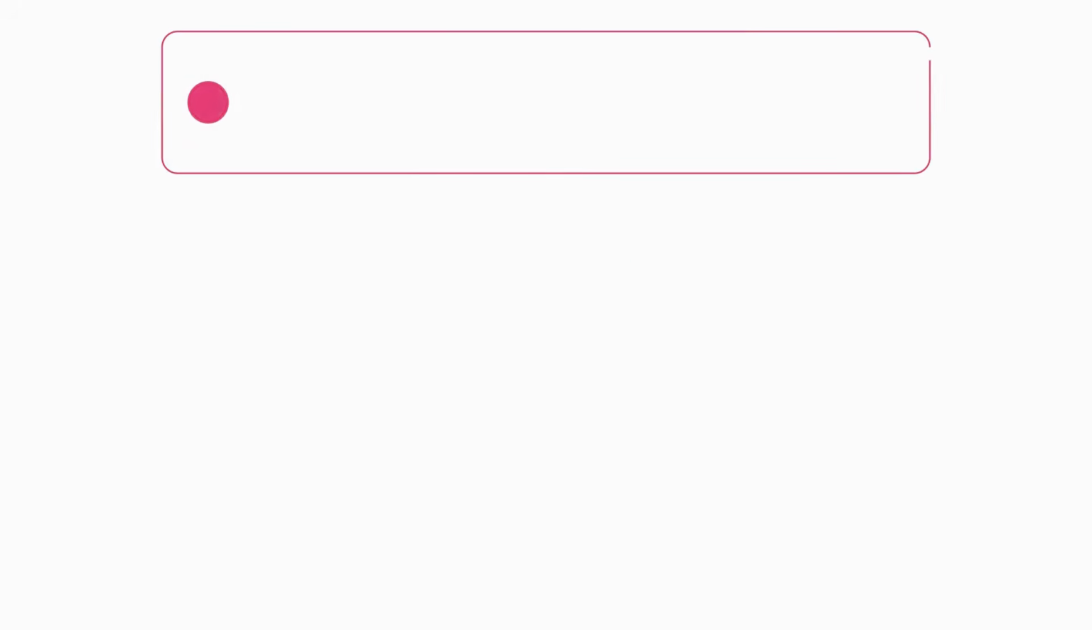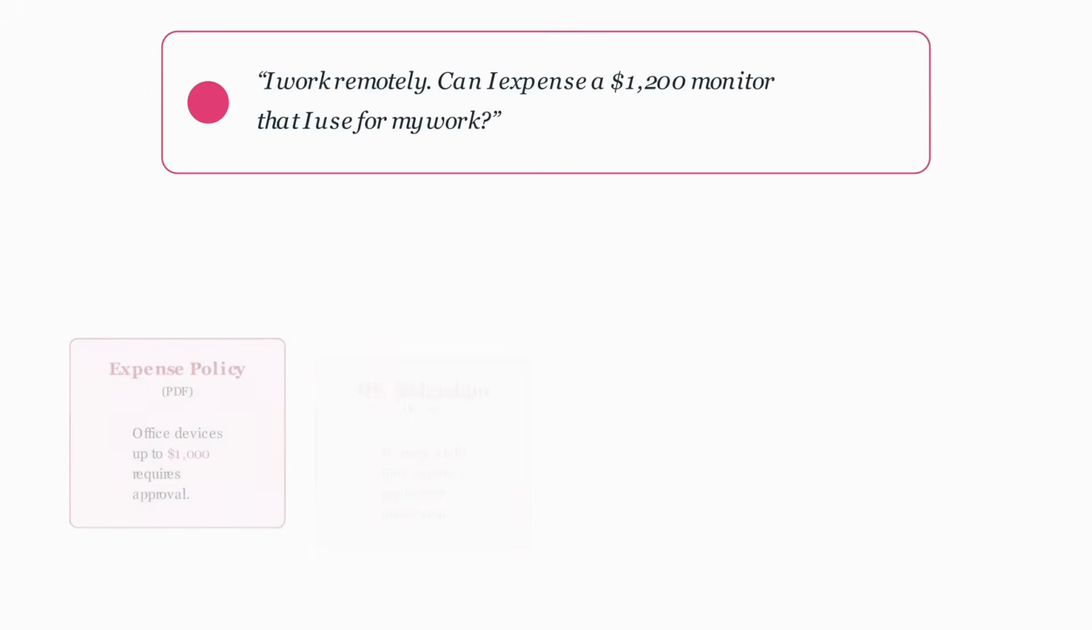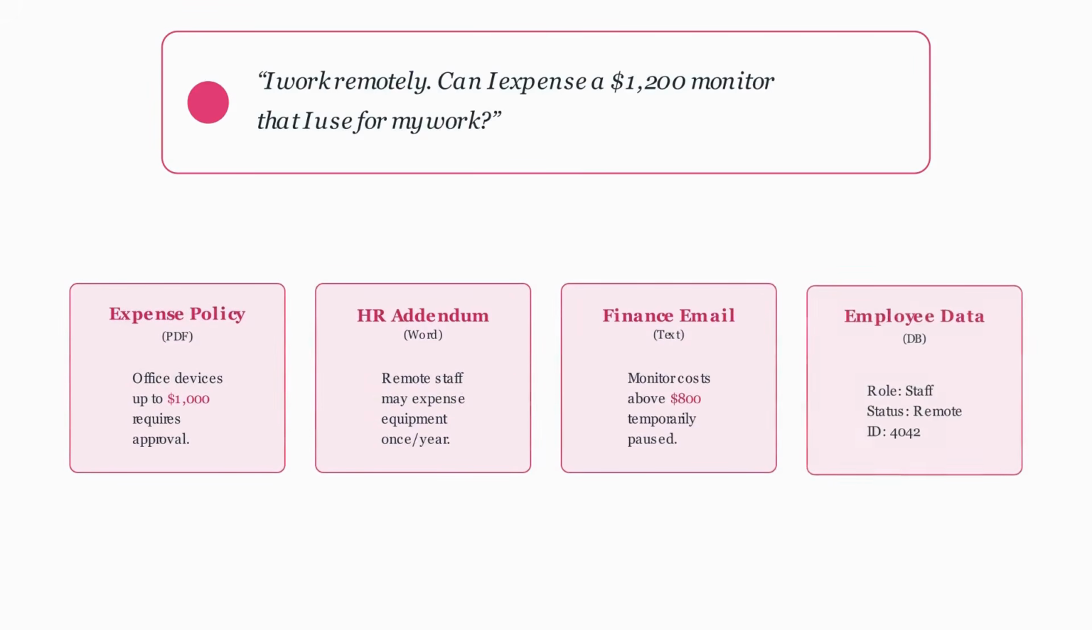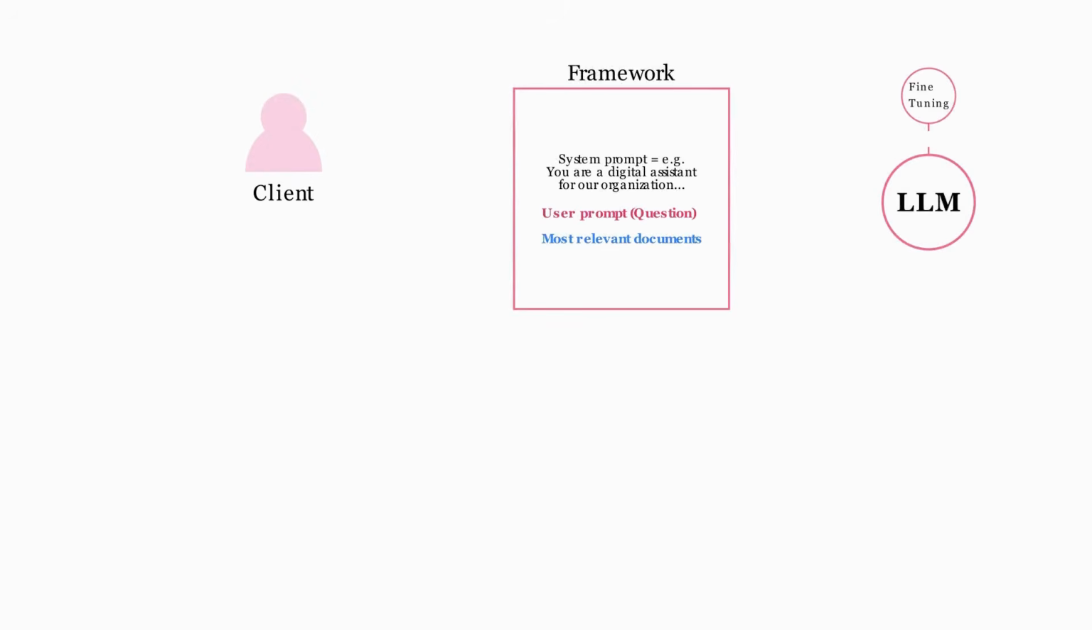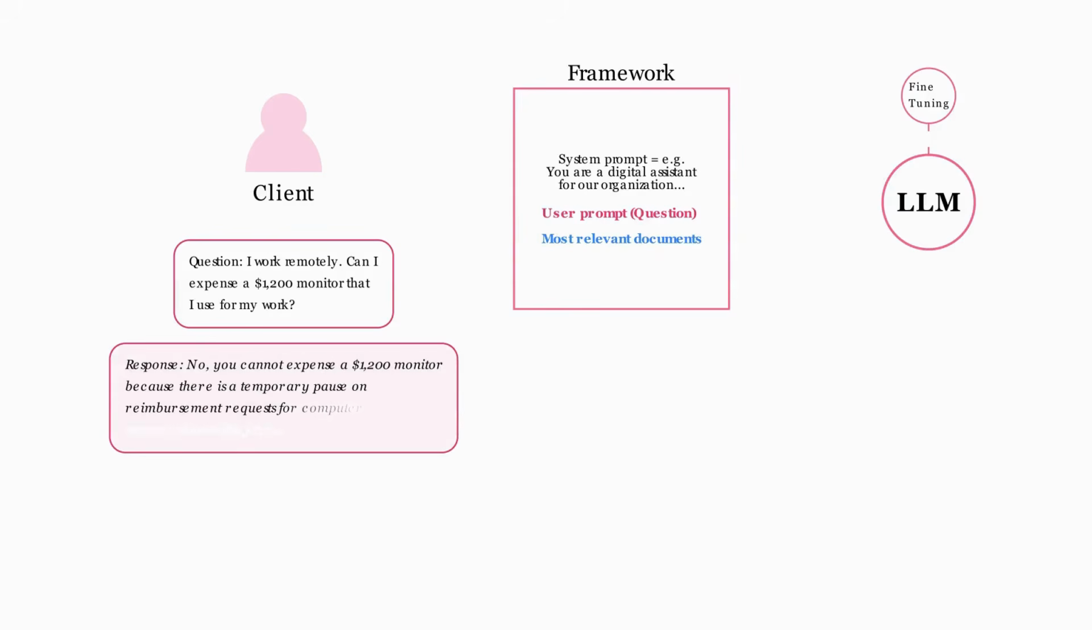First, let's begin with the use case we have been discussing in our previous videos. An employee asks a question in a chat interface of a portal in a large organization. "I work remotely. Can I expense a $1,200 monitor that I use for my work?" And here is an answer that will decline the request to that question.